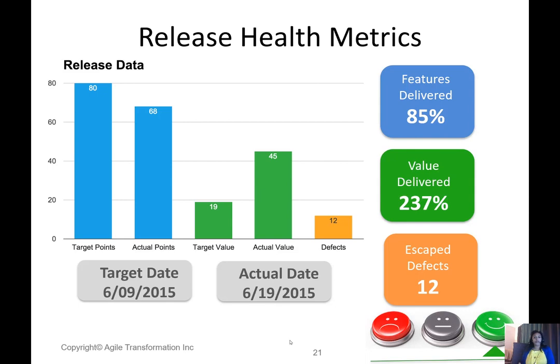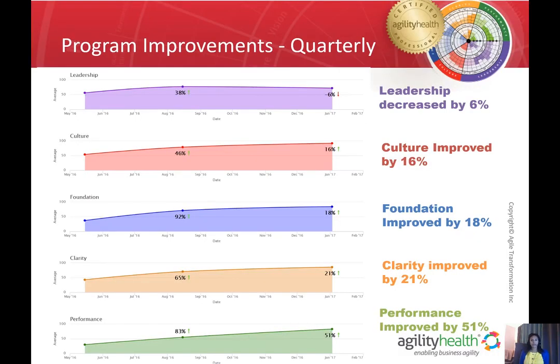The reason why this is important is because oftentimes we see things like the target points were 80 and actual points delivered were 68, and it seems like this team is not doing that great. But when you look at the target value, 19, but the actual value was 45, which says things shifted in a positive direction to provide additional value and be more focused on the customer. That's great. And so that is the kind of information that is important to be able to see. The defects can also be pulled in as well to show overall for this quarter, how did we do on our entire release.